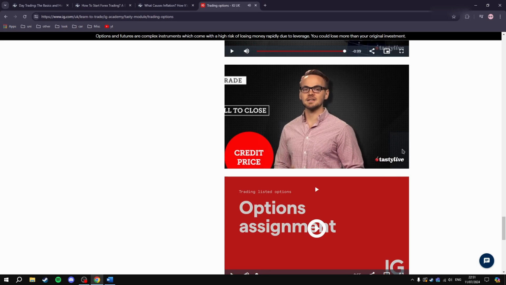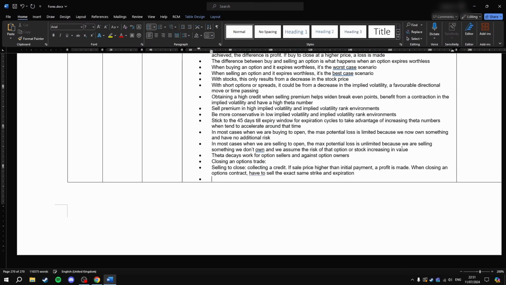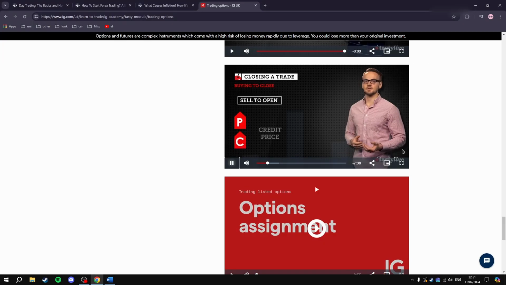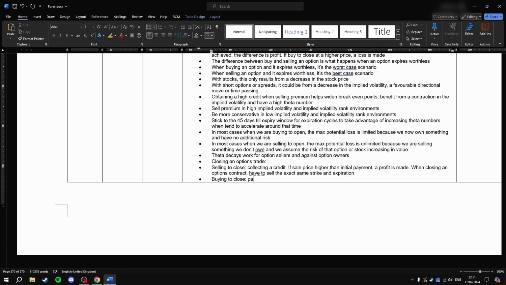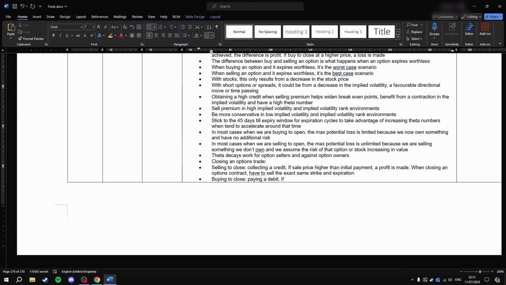Now let's review buying to close, which is just the closing transaction for something we sold to open. When we buy to close, we pay a debit.